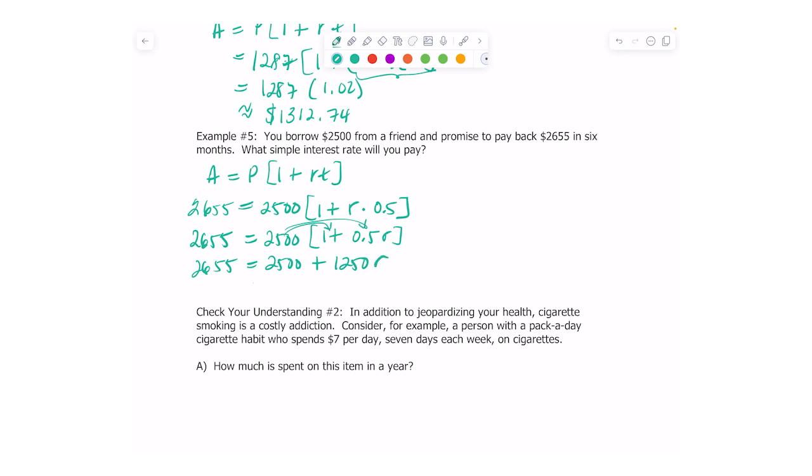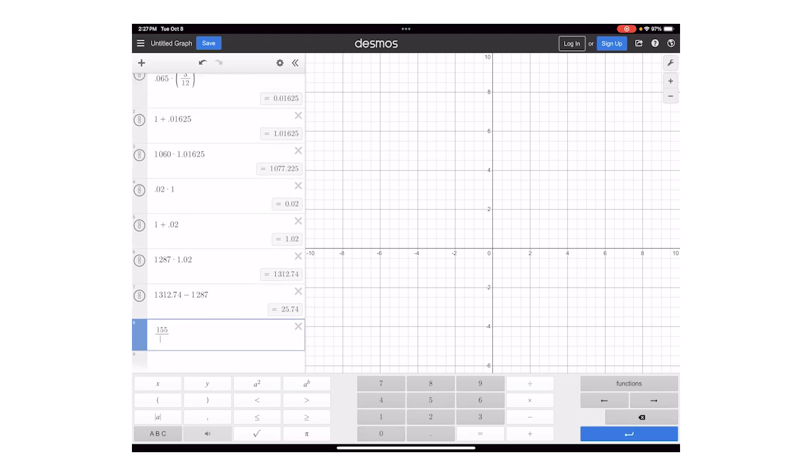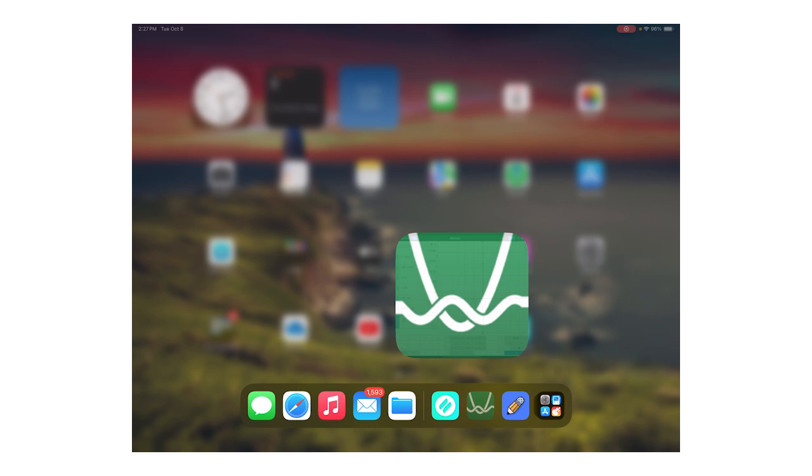Okay. Now I need to solve for R, so I have to move some things around. I'm going to subtract this 2,500 from both sides to get the R by itself, because that's going to cancel. And now I'm left with 2655 minus 2,500, which is 155, and then equals 1,250R. So I'm going to get rid of this 1,250 by dividing. I'm doing the inverse. It's originally multiplying, so to move it, I'm going to divide. And if I divide 155 by 1,250, you get 0.124.